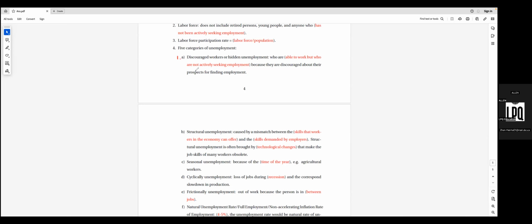The first one is called the discouraged worker, which can also be called hidden unemployment. Number two is structural unemployment, and then seasonal, cyclical, and frictional unemployment. So in total, five different types of unemployment. Let's go through them one by one. It is all about the reason why you cannot find a job.